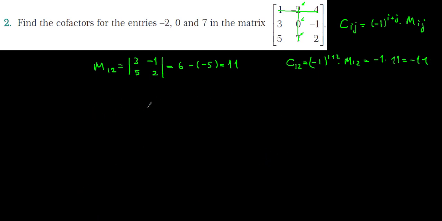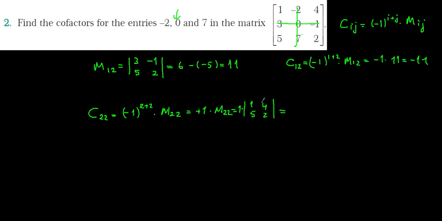So now I'm going to continue with the second row, second column, which means 0 here. I'm going to close the second row, second column one more time. The cofactor of second row, second column means (-1) to the power of 2 plus 2 times the minor M_22, which is (-1) to the power of 4, equal to plus 1 times M_22. M_22 is the determinant of 1, 4, 5, and 2, which is equal to 1 times 2, which is 2, minus 5 times 4, which is 20, so 2 minus 20 should be equal to -18.